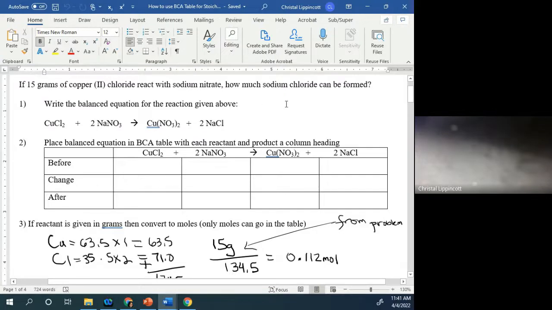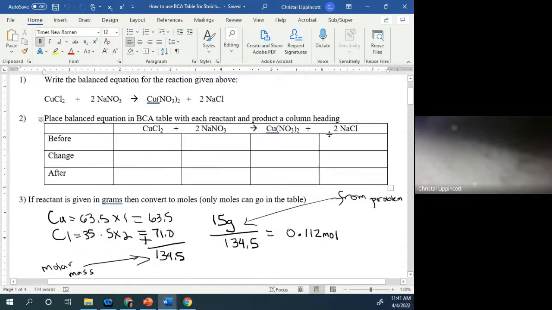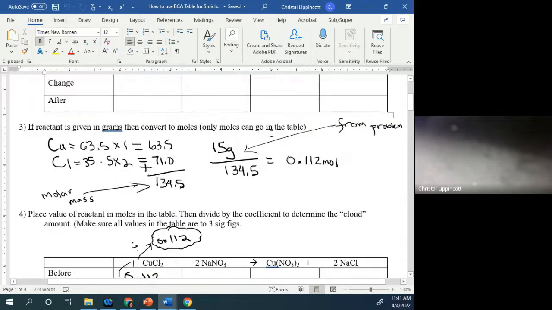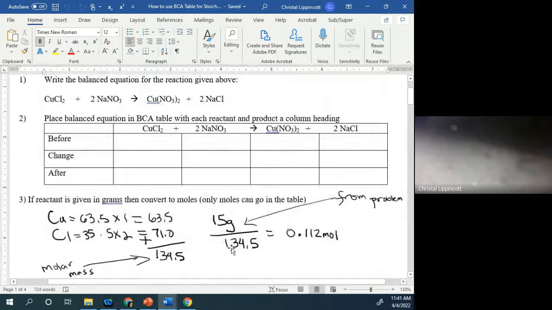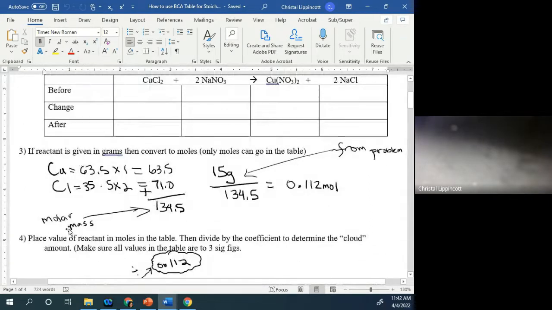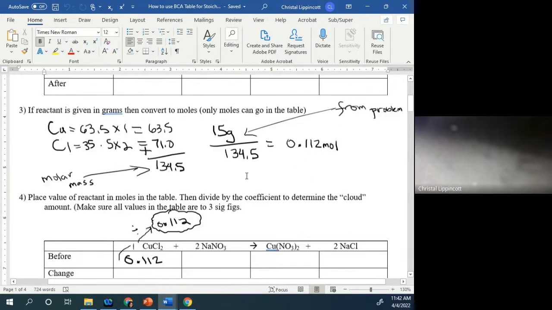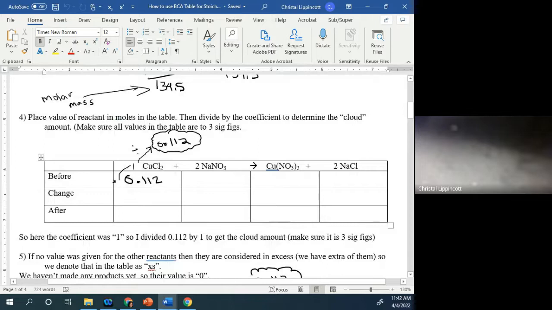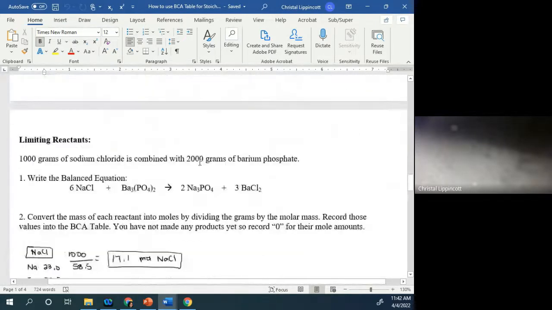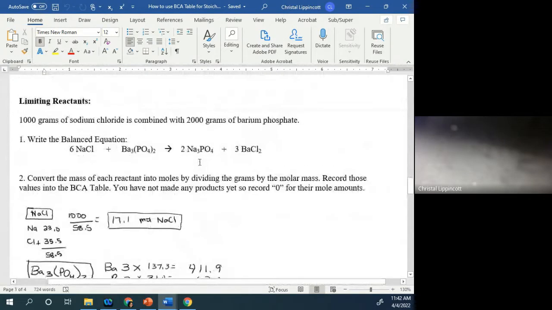Number 1, write the balanced equation. Number 2, place it in the BCA table. Number 3, if given grams, convert those to moles. I showed you how to convert to moles, okay? Showed you how to calculate molar mass. I showed you how to calculate the number of moles. Then I showed you how to put that in the table and how to divide by the lowest mole value. And then I've done that again here for limiting reactants.